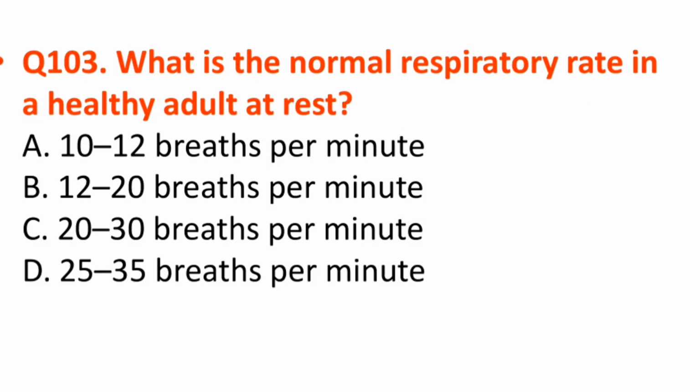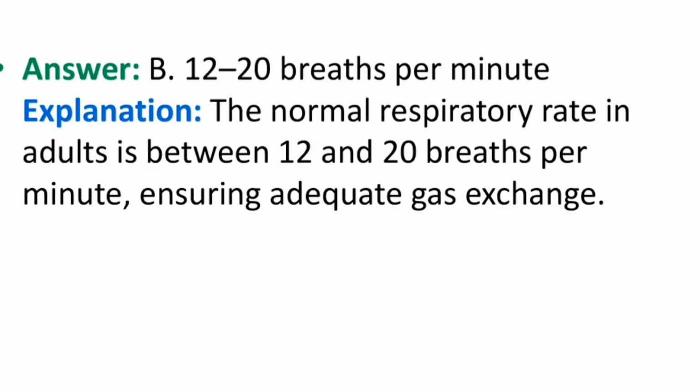What is the normal respiratory rate in a healthy adult at rest? Option A 10 to 12 breaths per minute. Option B 12 to 20 breaths per minute. Option C 20 to 30 breaths per minute. Option D 20 to 35 breaths per minute. The correct answer is option B 12 to 20 breaths per minute. The normal respiratory rate in adults is between 12 and 20 breaths per minute, ensuring adequate gas exchange.